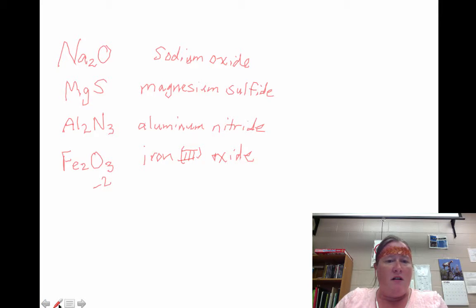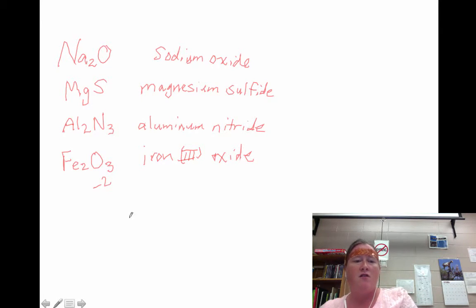I'm just going to clear this so that I have more space to write. I'm not sure if I can clear it or not. Well, maybe I'll just try to write near the bottom. So I'm just going to write some names now and then demonstrate how to come up with the formula. So let's say we have silver oxide.